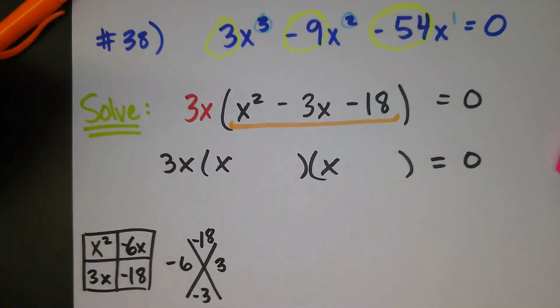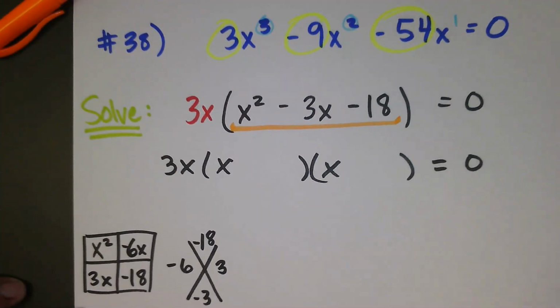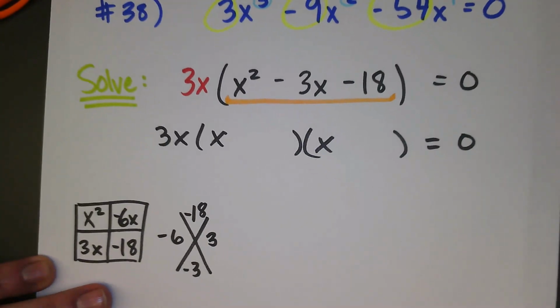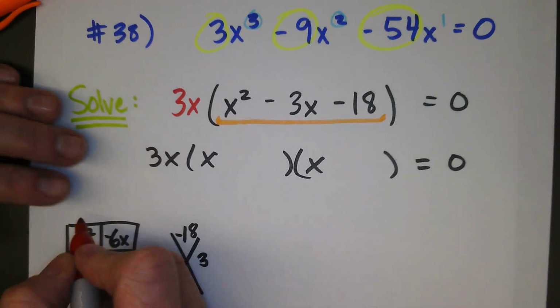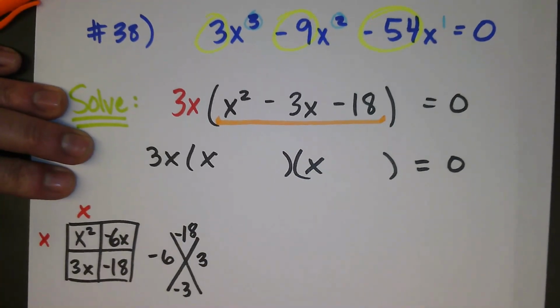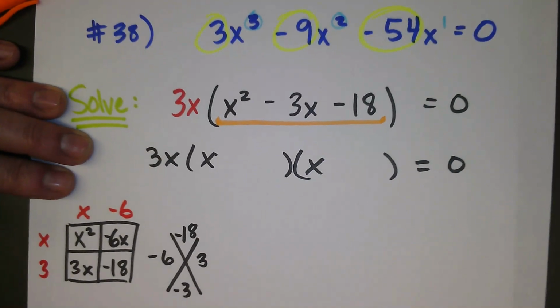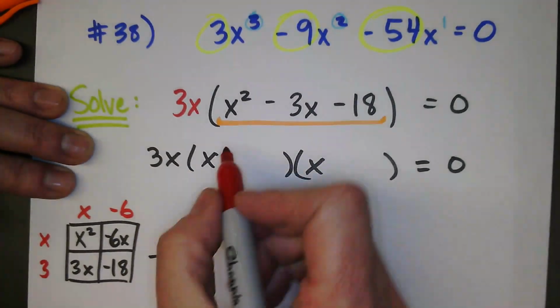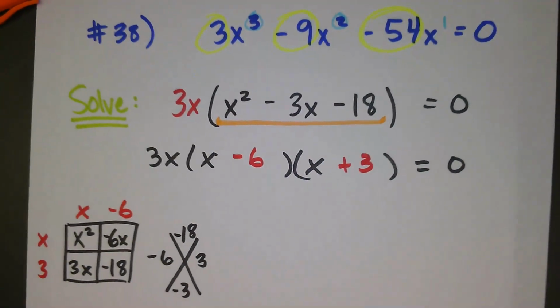I didn't really give myself a whole lot of room on the side of this diamond problem. Slide the paper over just a little bit. There we go. Set it up like that. Now I have a little bit more room. It's definitely going to be an x and an x here. And this is going to be -6, and this is going to be a +3, meaning my binomials here are x minus 6 and x plus 3.